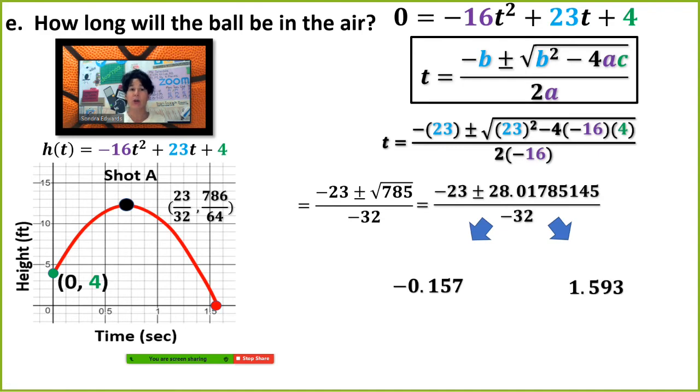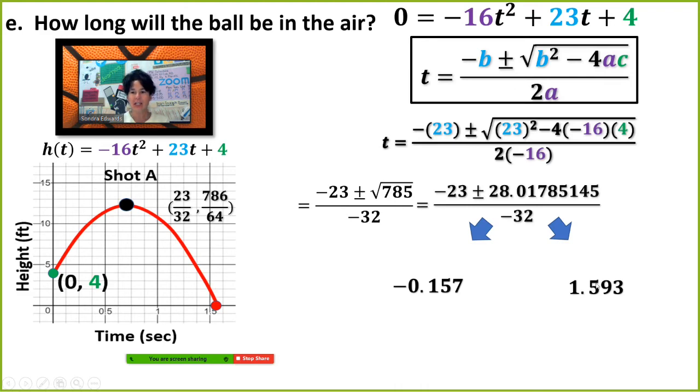All right, we got two answers to the quadratic. Let's think about what that means. Which one seems reasonable? We already decided that the ball was going to hit the ground a little after 1.5 seconds.